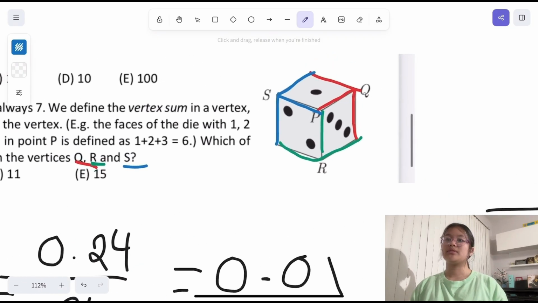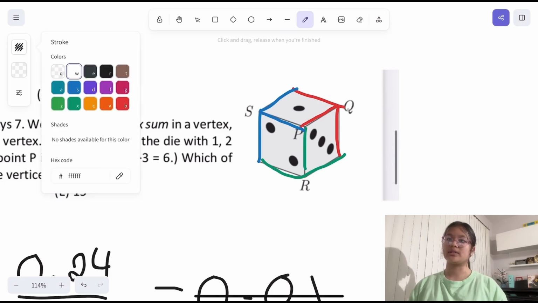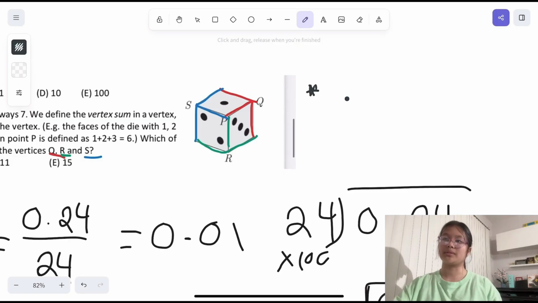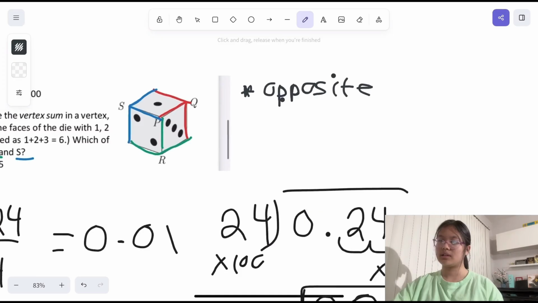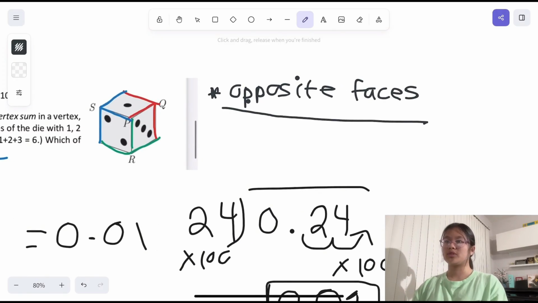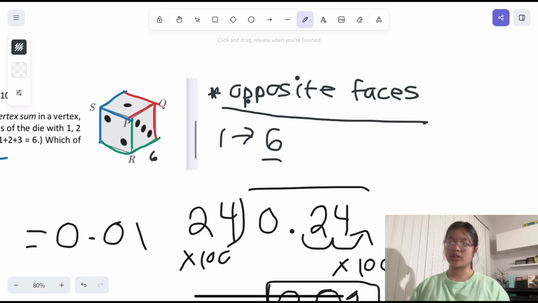Alright, and now we need to find the vertex sum. So we're going to use a different color now. We're going to keep in mind that there are opposite faces on the sides of the cube, so we're going to write them down so that we know. Here are the opposite faces. Oh, that line was not straight. Okay. So 1 is opposite to 6. 6 is on the bottom of the cube. 2 is opposite to 5. So 5 is behind the cube.